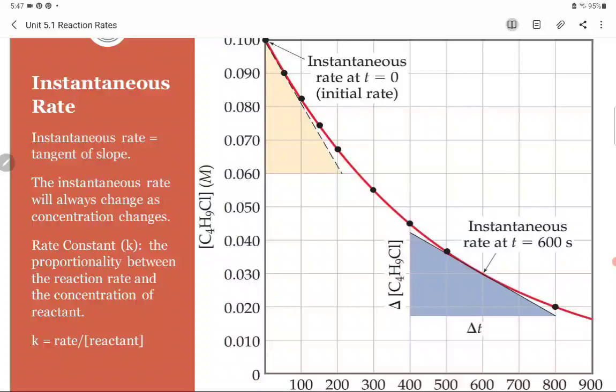So that brings us to our next one. We could have done average rates, and we had visited that a slide ago, but now we can also look at an instantaneous rate. If you wanted to know the instantaneous rate at 600 seconds, right there.